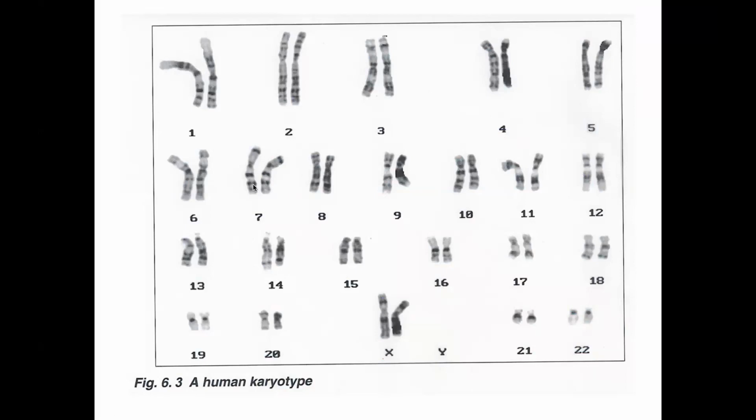So the next question is, within this human karyotype that we're using as the example, why do we have 2 copies of every chromosome? And most other eukaryotic organisms have the same type of genome organization, 2 copies of every chromosome, 2 copies of every gene, the diploid state. So why does that condition exist?